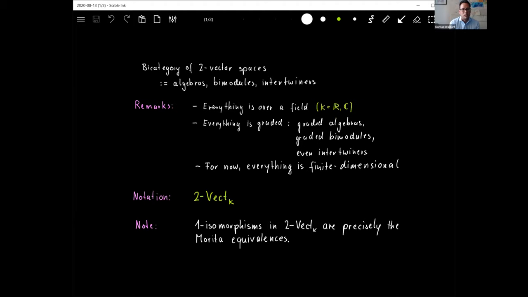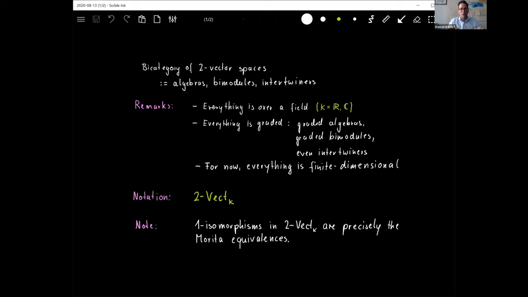This is a small novelty in this version of 2-vector spaces that I haven't seen so much. So we consider everything graded, and the reason is just the applications we have in mind. So in twisted K-theory and also in spin geometry, everything is graded. So it's natural to start with a graded setting. And in the first place, everything will be finite dimensional. At the end, there will be an infinite dimensional example. But to keep it easy, let's start with just the finite dimensional thing.